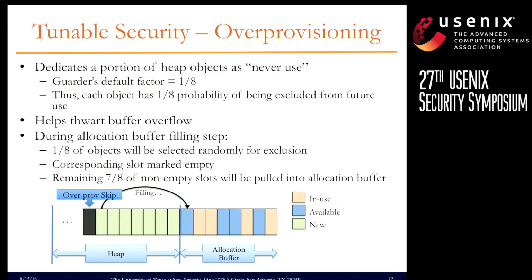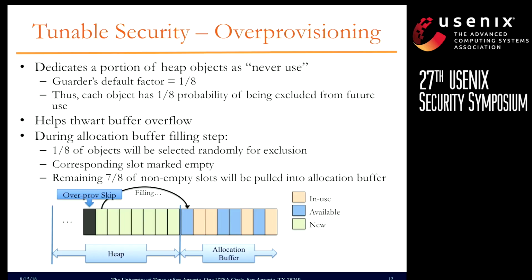So heap overprovisioning is an allocator feature where some portion of the heap objects are dedicated to never being used. The idea here is to interleave this unused space among the normal heap data. So if an overflow were to occur, hopefully it would be contained within one of these adjacent unused objects. The design of Garder's allocation buffer lends itself to allowing for tunable overprovisioning.